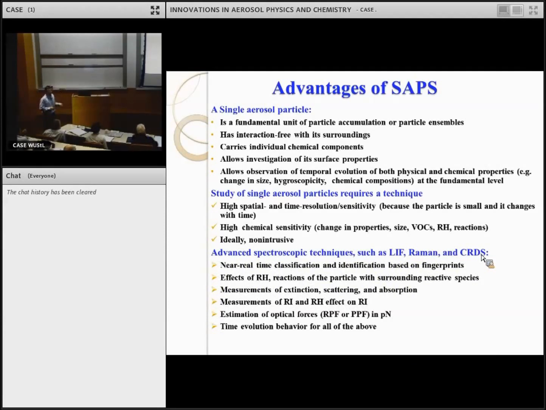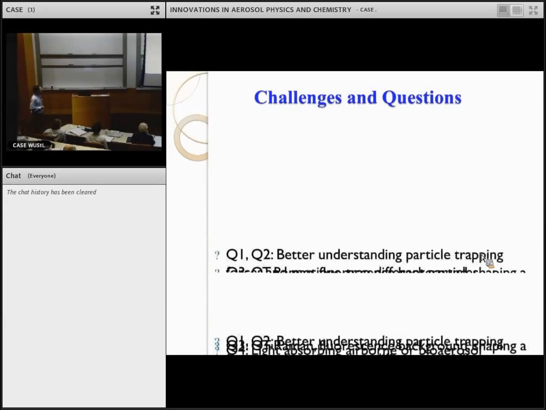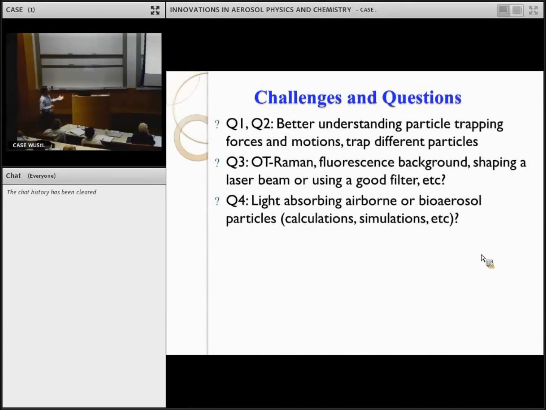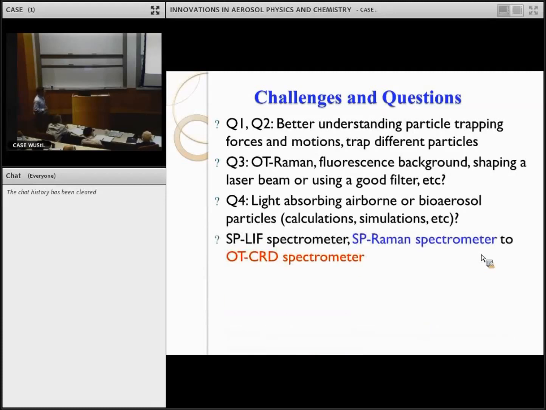And the challenge questions, in addition to the 4 questions I have, are related to understanding of trapping, forced motions, and trapping different types of particles and devices, and also huge fluorescence background for Raman, and also how we can do simulation and calculation for light-absorbing large particles with irregular shape. In addition to that, from an instrument point of view, single aerosol fluorescence has been done, and as we can see from the previous talk, a single particle Raman spectrometer is being developed. Based on my knowledge, I believe an optical cavity ring-down spectrometer will be available too in the future.